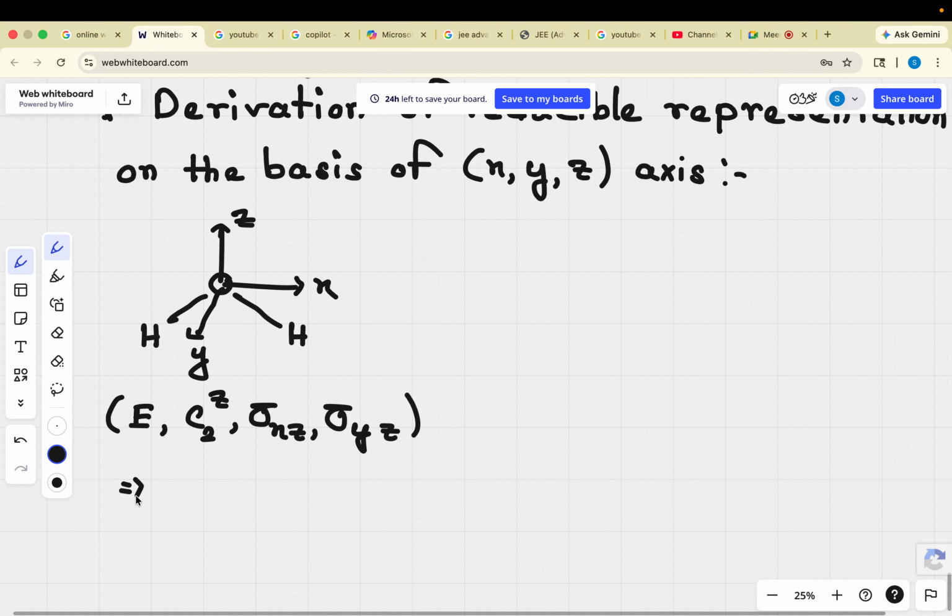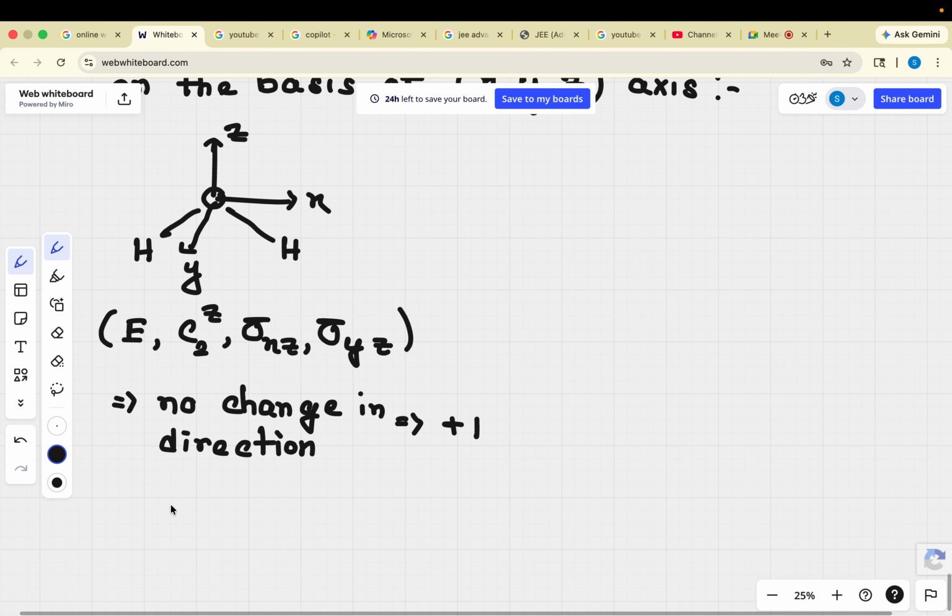Now keep in mind one thing: if there is no change in direction, that time you can use plus 1. Another one will be like this: change in direction, so that will be minus 1. So if there is no change, you use plus 1. If it is changing, you will get minus 1.